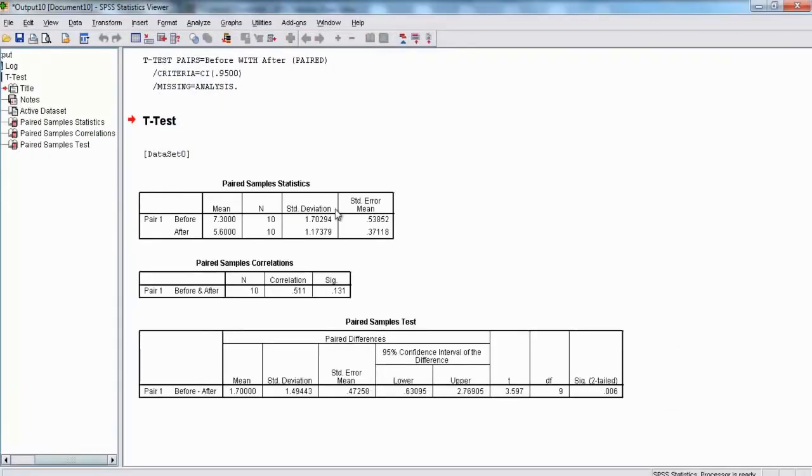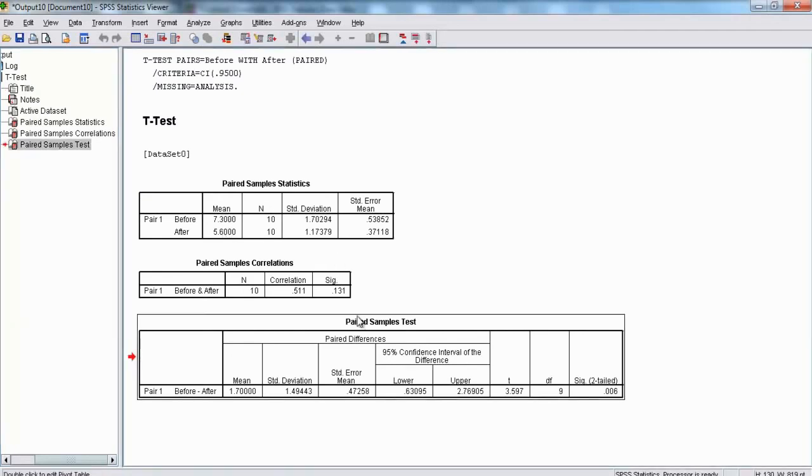The first table here shows the paired sample statistics, basically our mean, standard deviation, standard error mean, and n. The mean of our before group is 7.3 and the mean of our after group is 5.6. Remember that these are ratings of hunger, so it seems to have gone down here. Now let's look at the paired samples t-test to see if there's actually any difference. What we are most concerned with here is our t-score, our degrees of freedom, and our significance level or p-value.